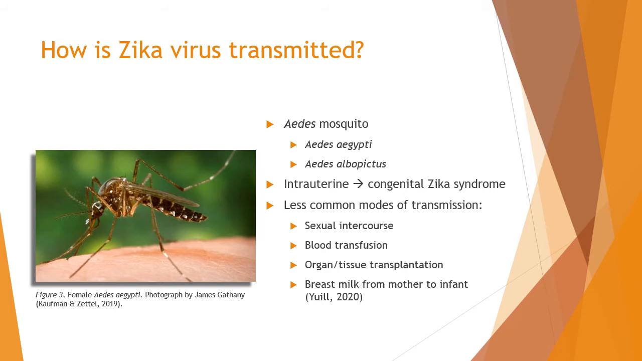Zika virus can spread to a fetus from an infected mother, which results in congenital Zika syndrome, which I'll touch on in a minute. There are other modes of transmission, though they're less common. So Zika virus can spread via sexual intercourse. Zika virus in semen and vaginal secretions actually persists longer than in other bodily fluids. Blood transfusions and organ or tissue transplantations can spread this virus if the donors are infected.